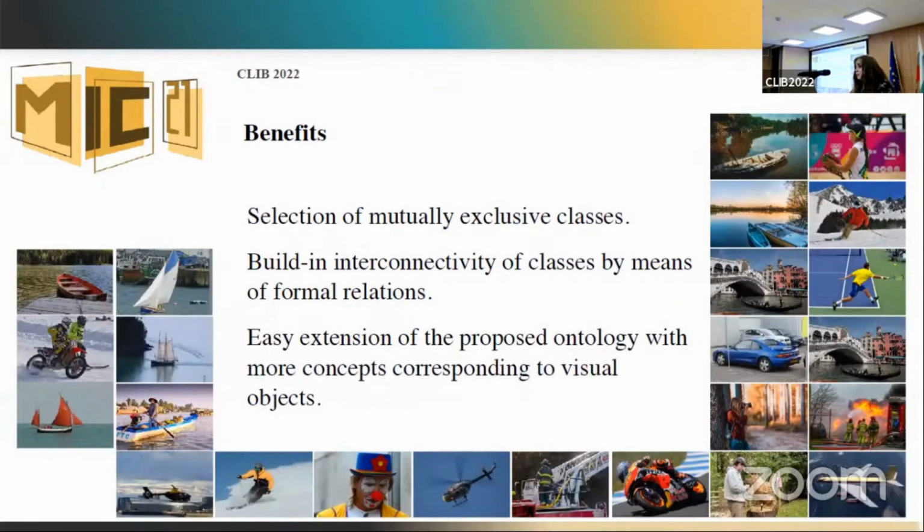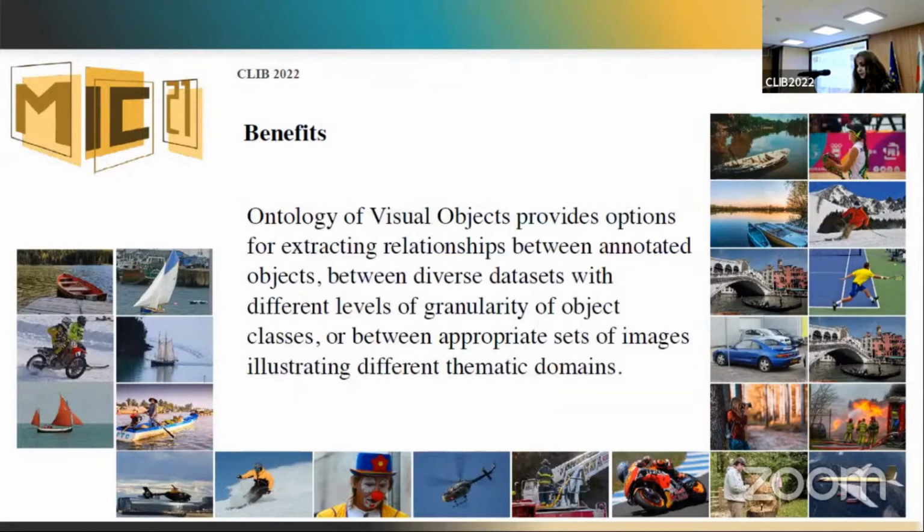Benefits from using the ontologies are as follows, particularly our ontology: selection of mutually exclusive classes, built-in interconnectivity of classes by means of formal relations, easy extension of the proposed ontology with more concepts corresponding to visual objects, and of course many others. Also, the ontology provides options for extracting relationships between untagged objects, between diverse data sets with different levels of granularity of object classes, or between appropriate sets of images illustrating different thematic domains.